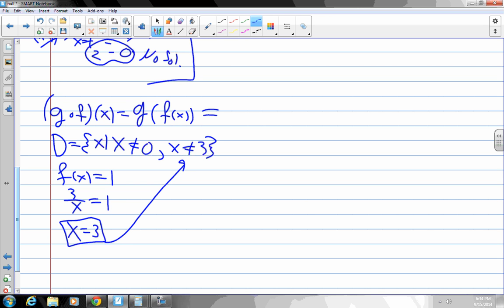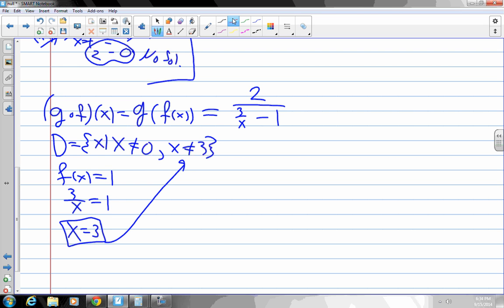So the way we're going to do that, g is 2 over something minus 1, and that something is f. So 3 over x goes here. Is that okay? So that's the composition. f went inside of g.